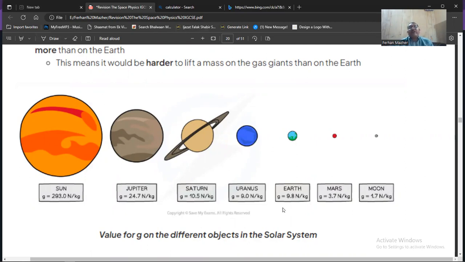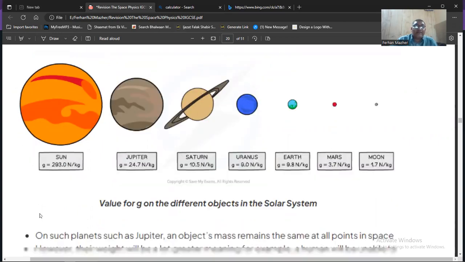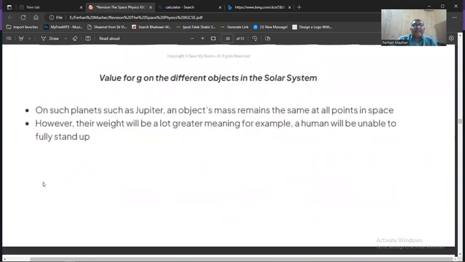On the Earth, the g value is exactly 9.8 newton per kg. Mars, its g value is 3.7 newton per kg. And on the Moon, the g value is 1.7 newton per kg. So we have the values of g on different objects in the solar system. On planets such as Jupiter, an object's mass remains the same at all points in space. However, their weight will be a lot greater, meaning, for example, a human will be unable to fully stand up.